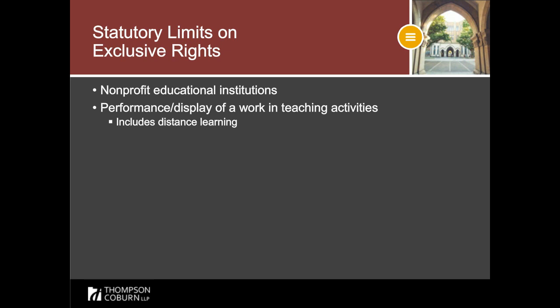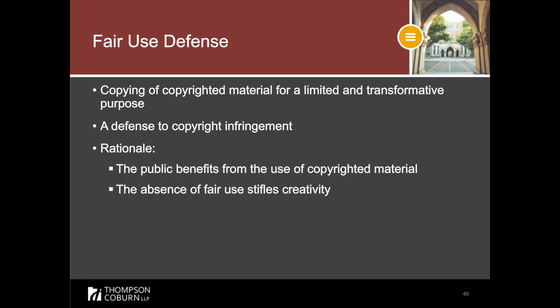Now, for those in the for-profit sector, there is also the fair use defense. And under the fair use theory, there is a certain amount of copying of copyrighted material that is permitted or may be permitted if it meets certain criteria. And I'll get into the factors on the next slide. But the rationale here is that the public will benefit from the use of copyrighted material. And so there is some degree of use that may be permitted for purposes such as commenting on somebody else's work or criticizing somebody else's work or for educational purposes.